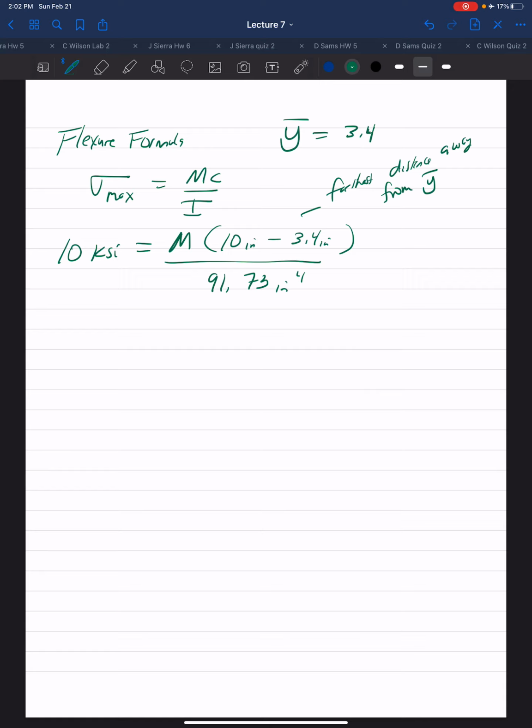So rearranging this equation, solving for M, this comes out to 129.2 kilopounds inches, which is what the problem asked for.